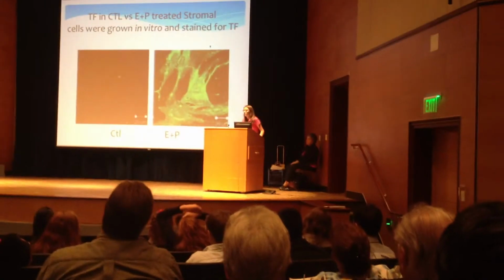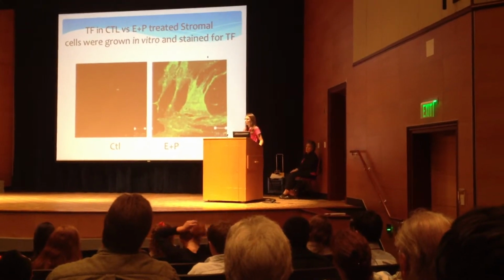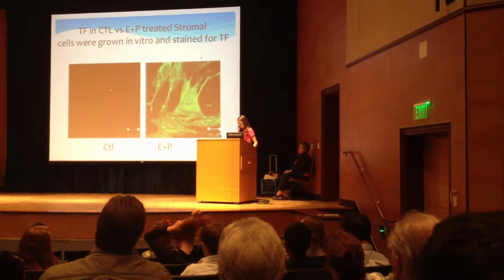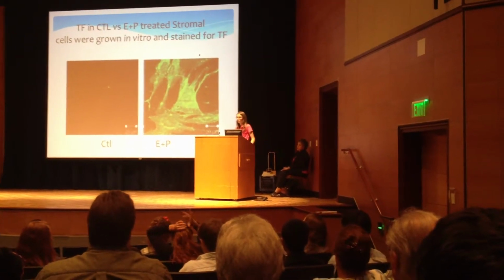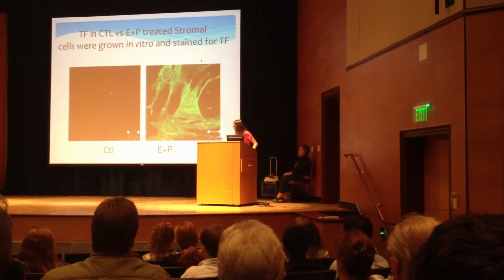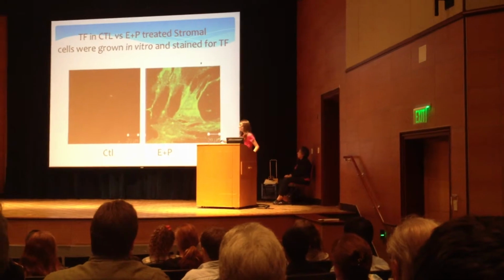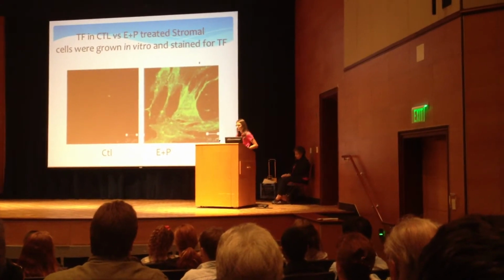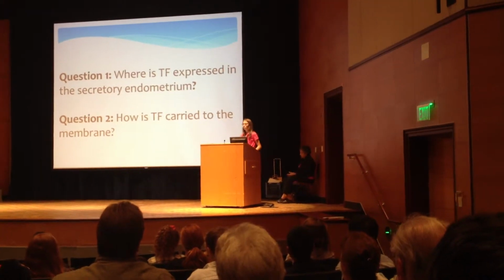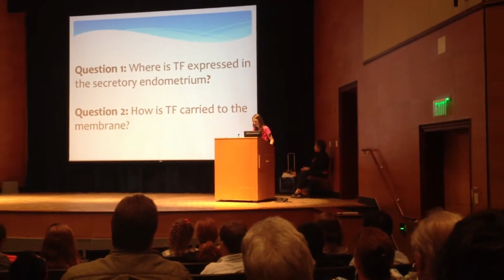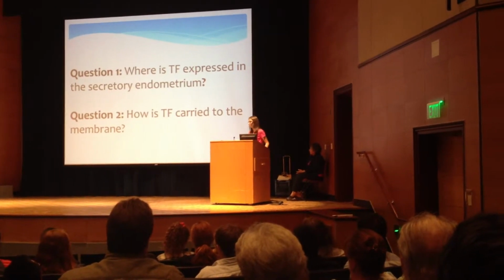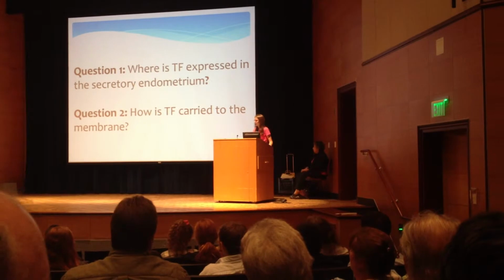However, when we treated the cells with estrogen and progesterone, as you can see from the picture on the right, there was much more staining. So this means that tissue factor expression follows the menstrual cycle and it is under progestational control. And we also believe that the dark green from the staining on the picture on the right is believed to be the Golgi. So two questions that we've come across in this lab are, one, where is tissue factor expressed in the secretory endometrium? And also, how is tissue factor carried to the membrane?